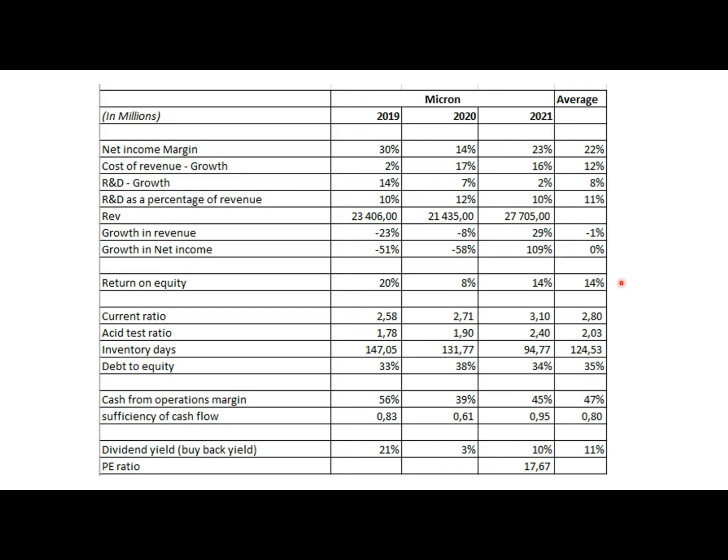The financial position. The current ratio: the industry average is about 2.37, and Micron's is what?